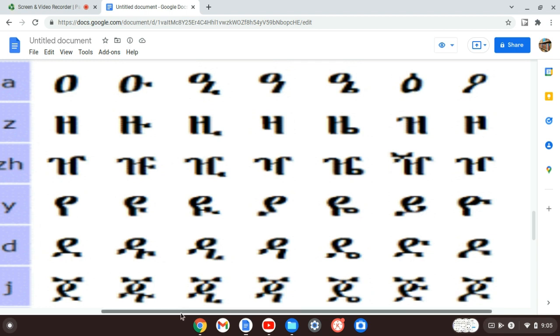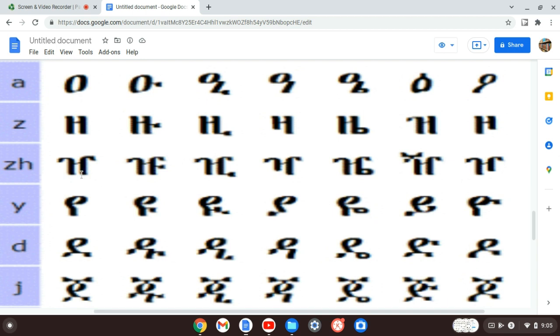And then we have these set of letters, zh, zhu, zhi, zha, zhe, zh, zho.